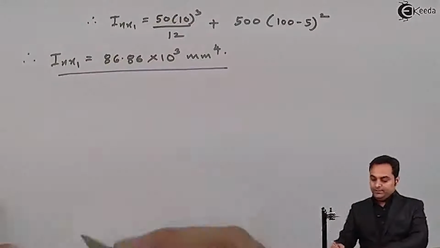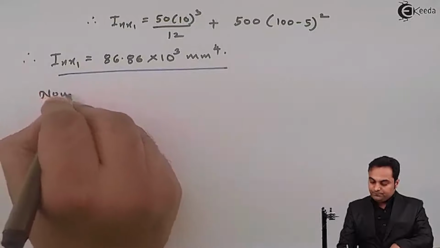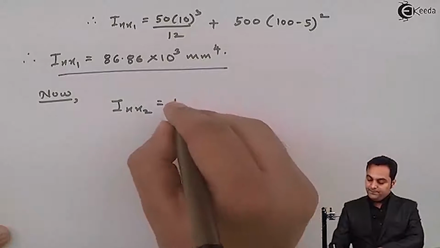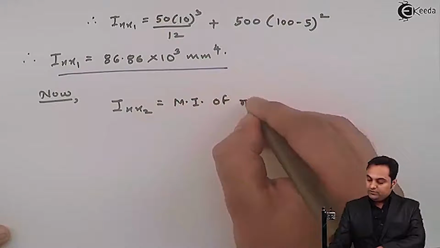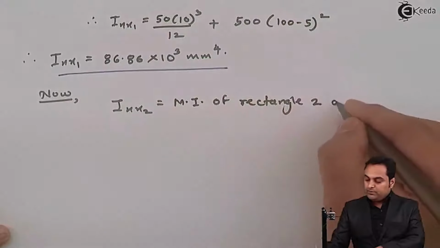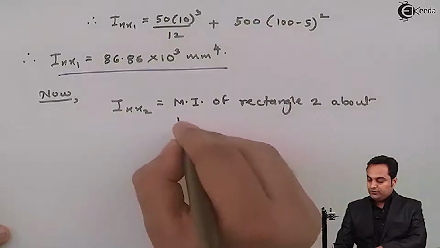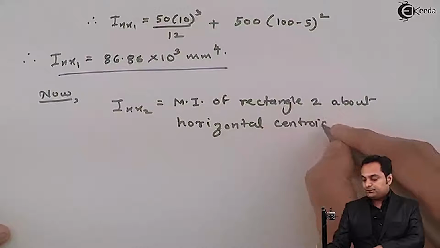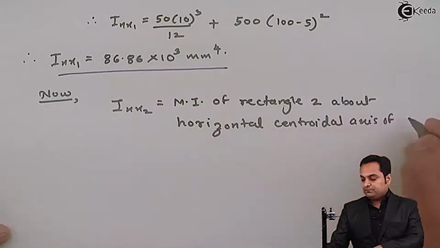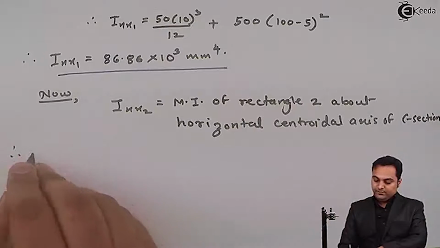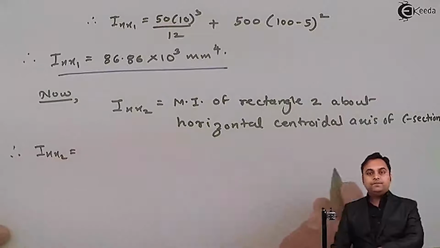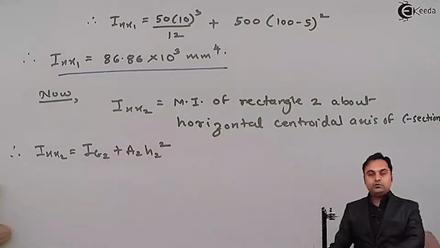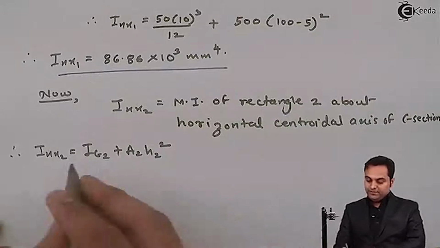After getting Ixx1, I can say that now Ixx2 is the MI of rectangle 2 about the horizontal centroidal axis, that is the x-axis of the C section. So therefore Ixx2 is equal to Ig2 plus area 2 into H2 square. So here again I am using the parallel axis theorem.